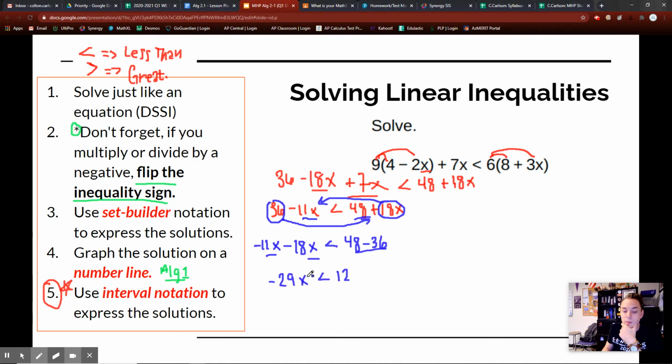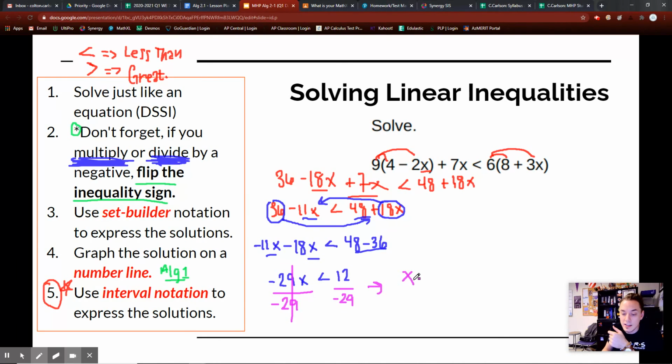Now, if you're wondering, well, Mr. Carlson, didn't you move a negative over to the other side? Don't you have to flip the inequality sign? No. What does it say? Multiply. What does that say? Divide. Have we multiplied anything or divided anything? No. We are now. So right now, we are going to divide by negative 29, because I need to get x by itself. So that goes poofy.